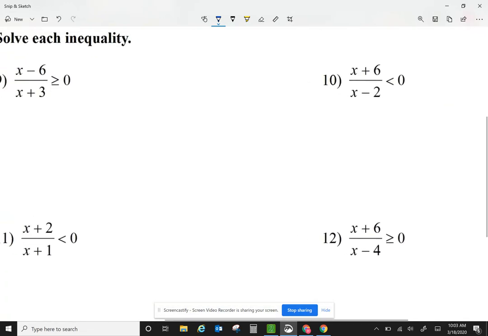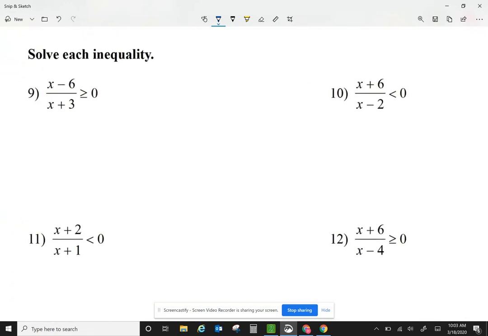When we're solving inequalities, first of all, we want to know what's the value of x that makes the top equal to 0. What's the value of x that makes the bottom equal to 0? In my case, the number that makes the top equal to 0 is 6. The number that makes the bottom equal to 0 is -3. So on my number line, I'm going to put my numbers in order from small to large.